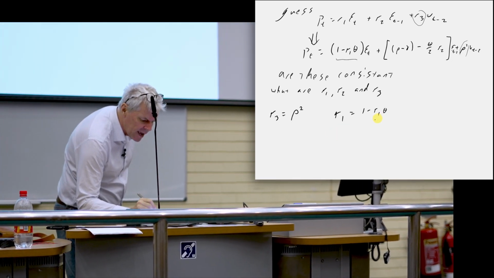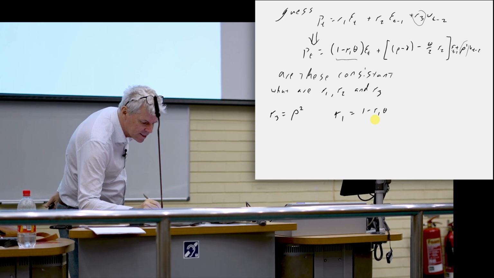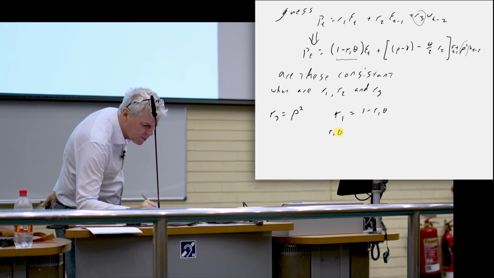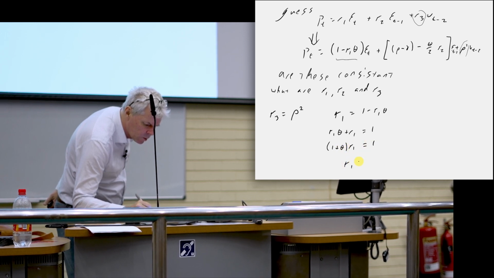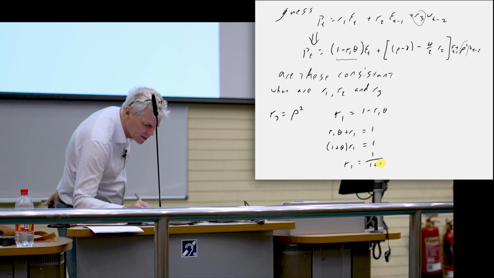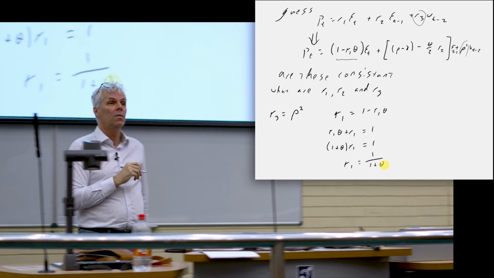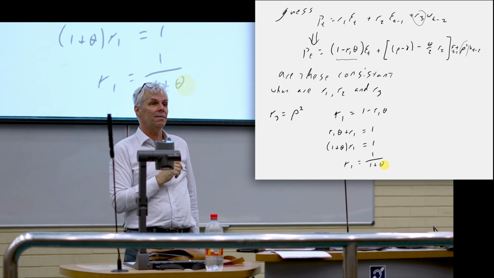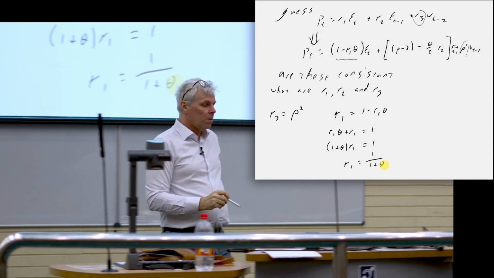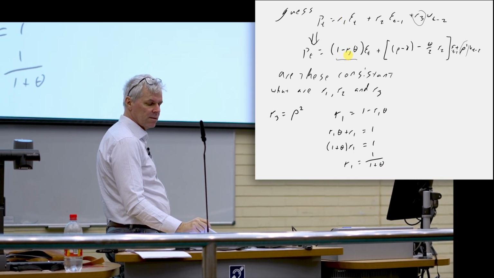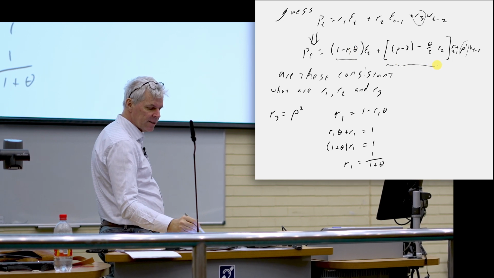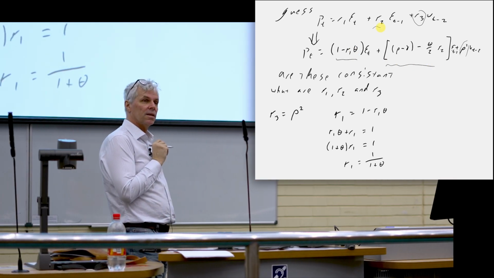Adding R1 times theta to both sides, I get R1 theta plus R1 is equal to 1. Factoring out the R1, I get 1 plus theta, R1 equals 1, and R1 is equal to 1 over 1 plus theta. Which is nice and lovely and happy, right? So if that is true, then our guess looks just like the resulting process. Okay? So the only leftover bit is R2 has to be equal to this unpleasant thing.